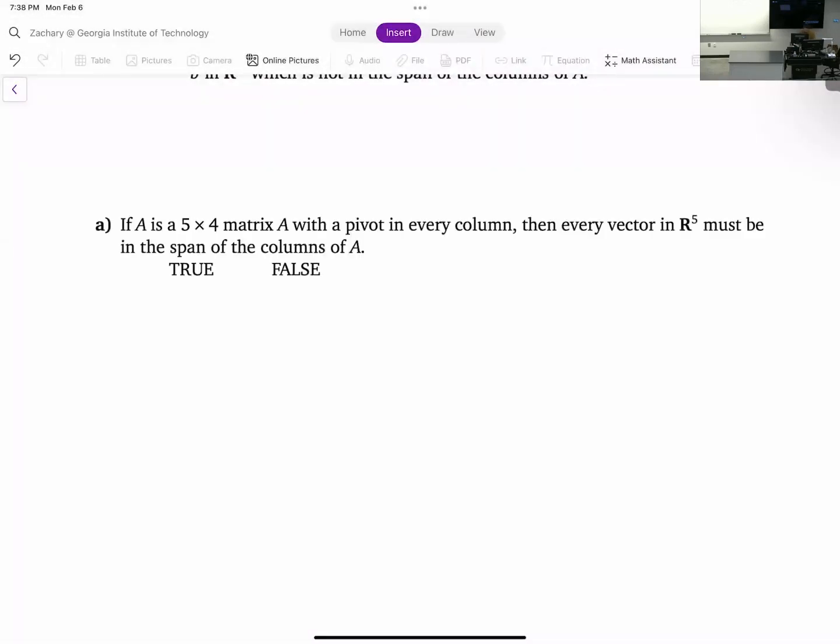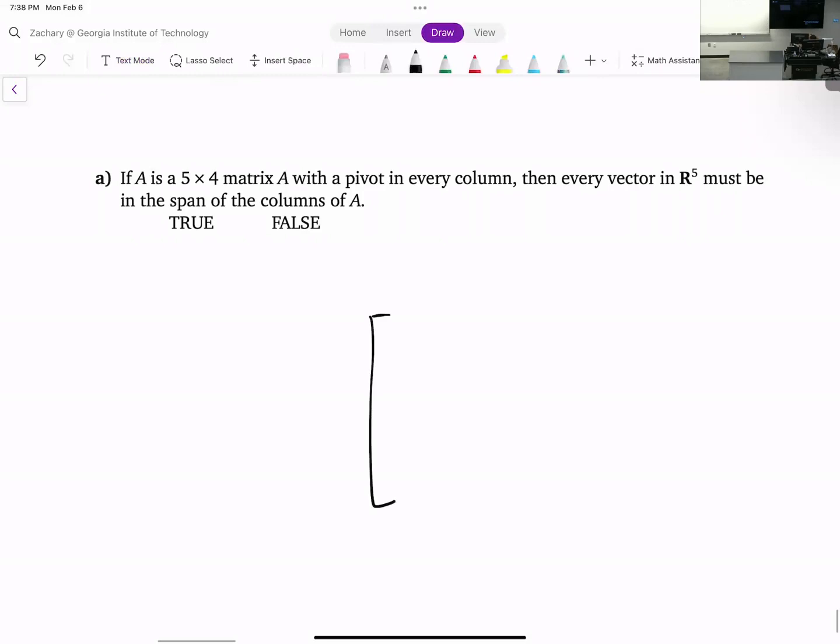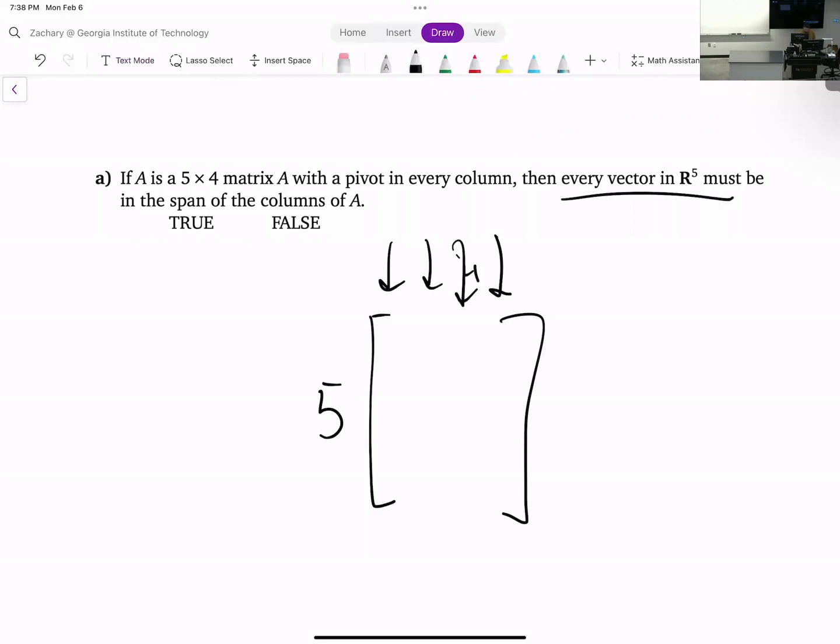All right. So here we have A is a 5 by 4, with a pivot in every column. Then every vector in R5 must be in the span. For every vector in R5 to be in the span, how many pivots do we have to have? 5. The span has to be the entire space. Can we have 5 pivots here? Why? We only have 4 columns, exactly. So this one is false. Cool. Other questions?